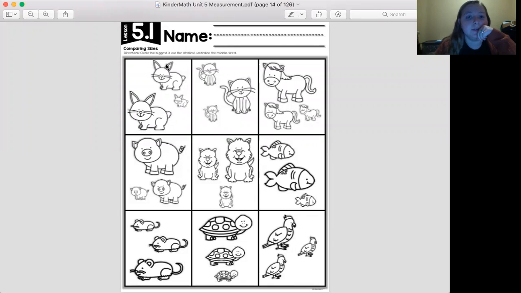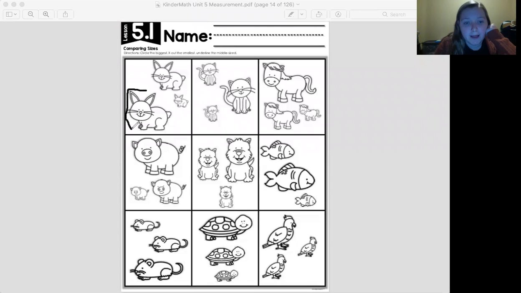I want you to look at the bunnies. We have 3 bunnies here, okay? I want you to put your finger on the biggest. Can you put your finger on the biggest bunny on this page? Which one is the biggest? Your finger should be on this one. With your pencil, please circle around the biggest bunny, okay? Circle the biggest bunny.